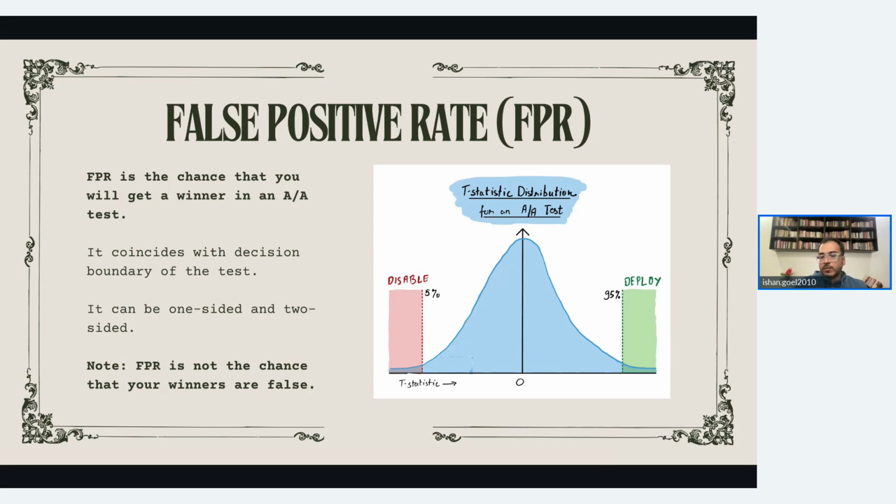Naturally, as you decrease the false positive rate, the accuracy of your results increases. But there is a very important concept here, and this is not talked about enough. False positive rate is not the chance that your winners are false. So there are two things. One is that if there is no impact in your test, what is the chance you get a winner? And the other question is that if there is a winner, what is the chance that there was actually no impact in the test? And both can have widely different answers. So I'll explain that with the help of a puzzle.